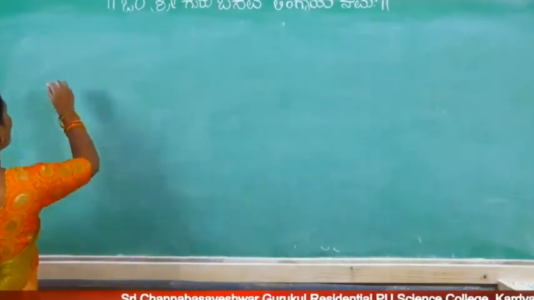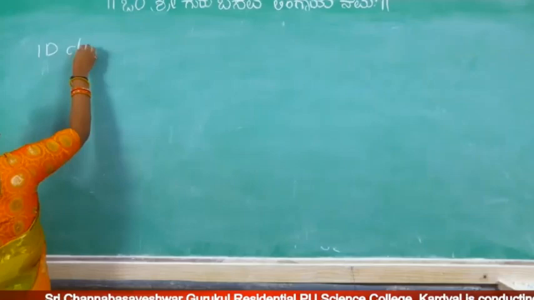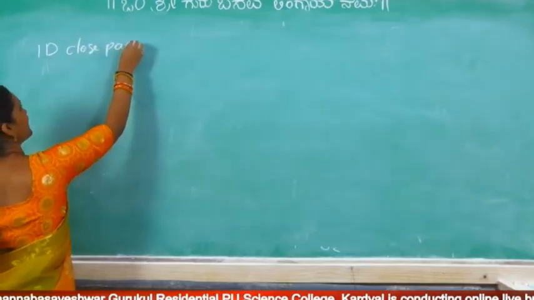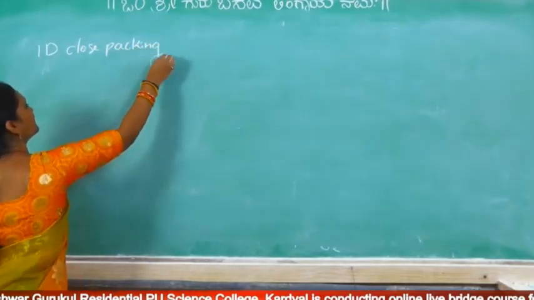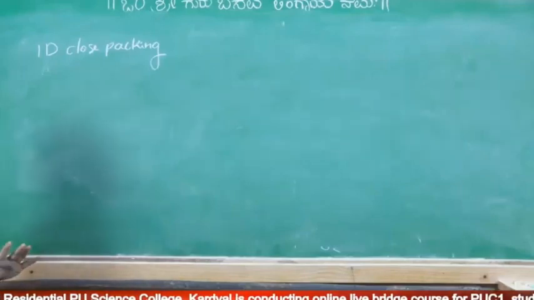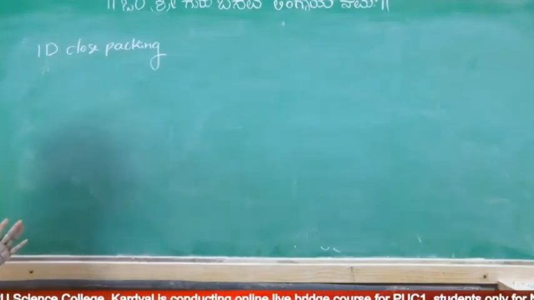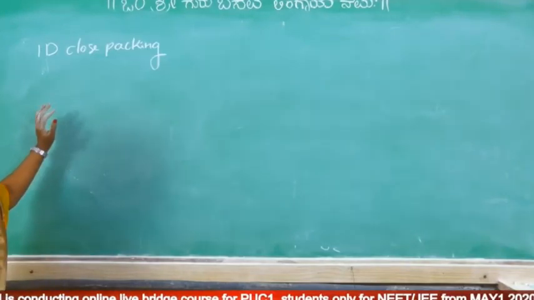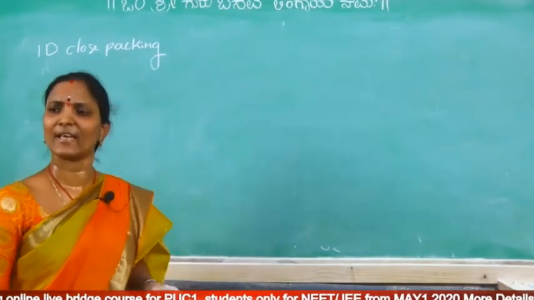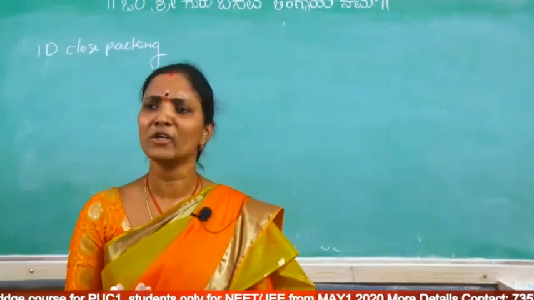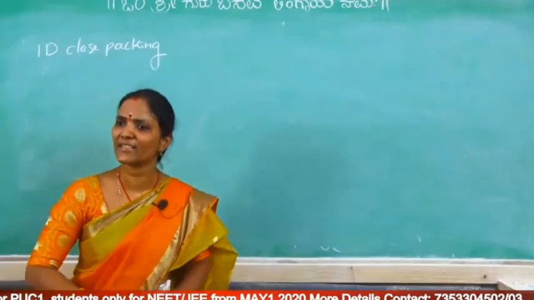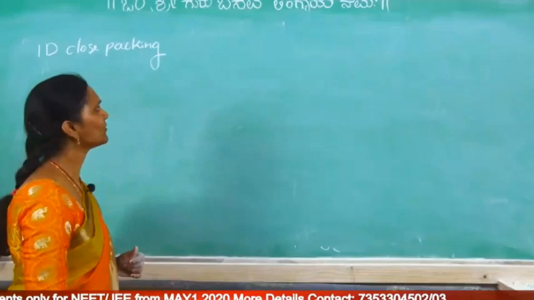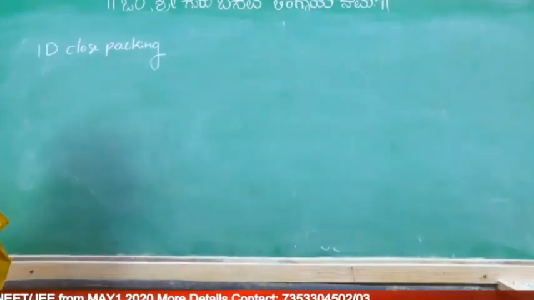So what is 1-dimensional close packing? The actual plan was 3-dimensional today, but that is tomorrow. So, 1-dimensional close packing and 2-dimensional. What is 1-dimensional? Nothing but along the x-axis. If we take the x-axis and y-axis also, that is 2-dimensional. If we take X, Y, Z all, that is 3-dimensional. Not using mathematics, just chemistry language.